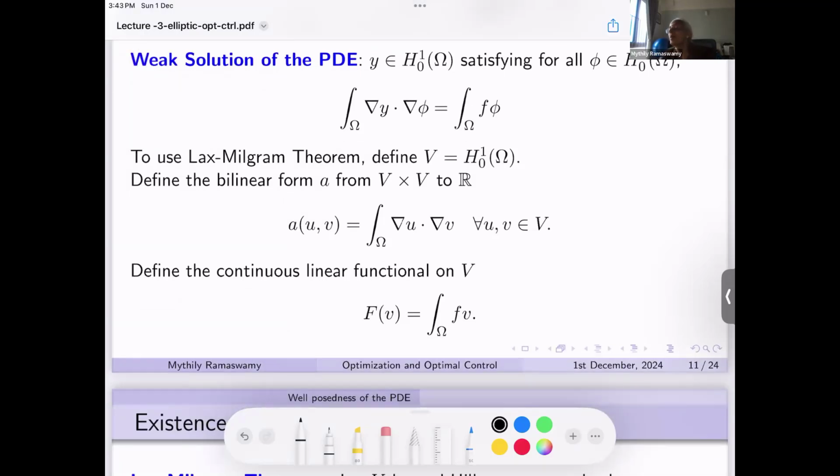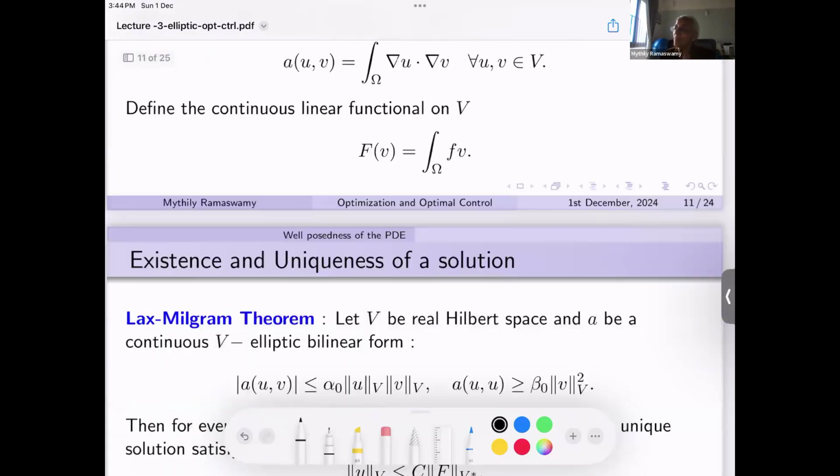Probably this is all familiar to you, then you don't bother. If it is totally new, then also you don't bother. We'll accept there is a weak solution. I'm just recalling the way you will show a weak solution. Define the continuous linear functional on V, f of v, which is the right-hand side of the weak formulation. Now, the Lax-Milgram theorem can be applied.